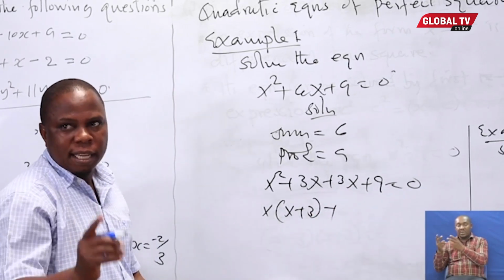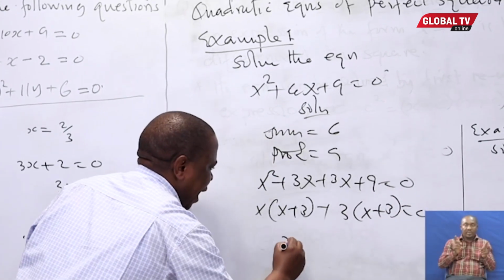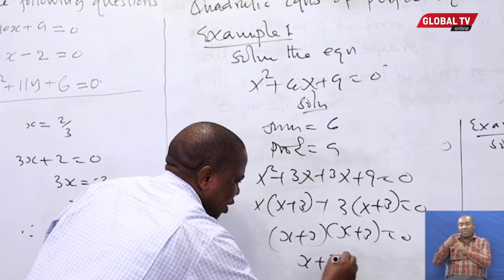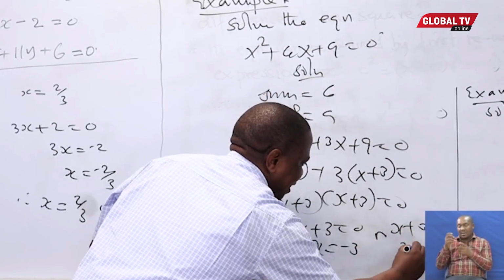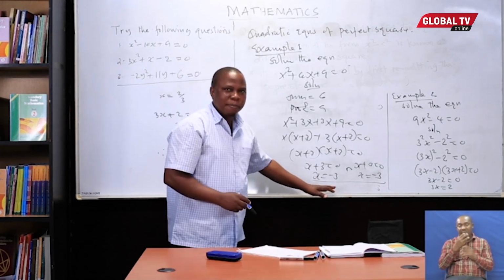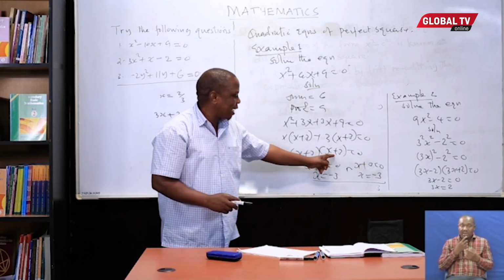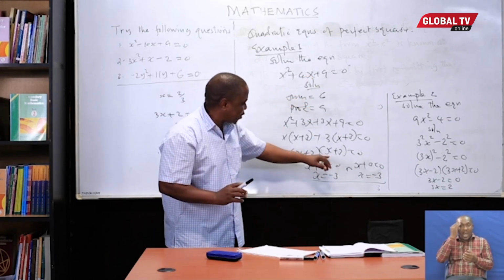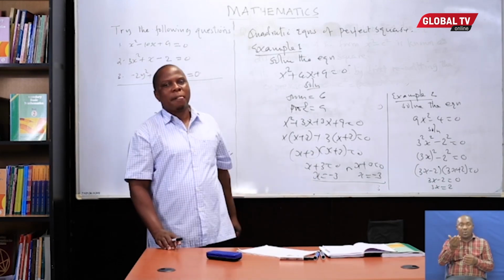What is common in 3x and 9? That is 3, so plus 3 times (x plus 3), equal to 0. So x plus 3 is equal to 0, of which x is equal to negative 3, or x plus 3 is equal to 0, of which x is equal to negative 3. You can see that the perfect square gives the same answer. If you factorize, you will get two factors which are identical. A quadratic equation which by factorizing gives you two identical factors, we call it a perfect square.